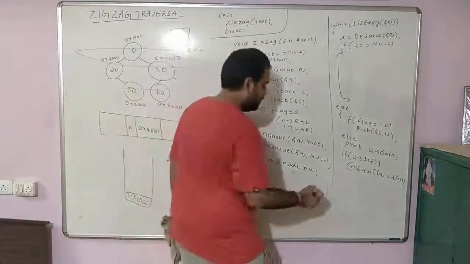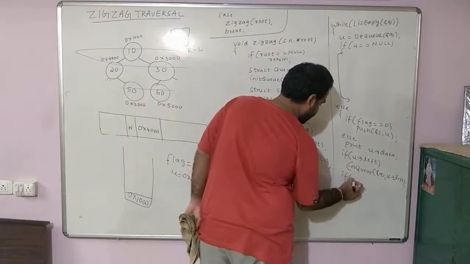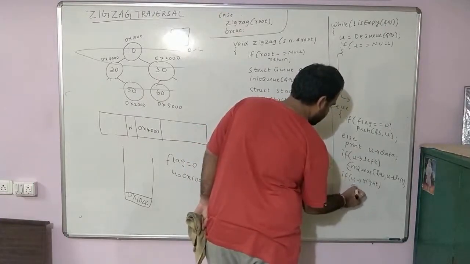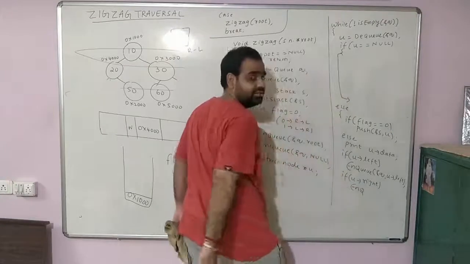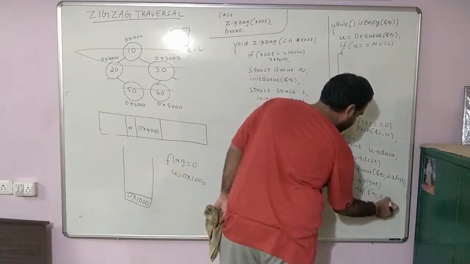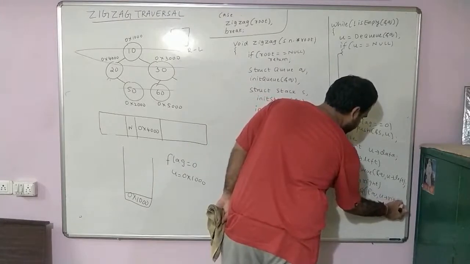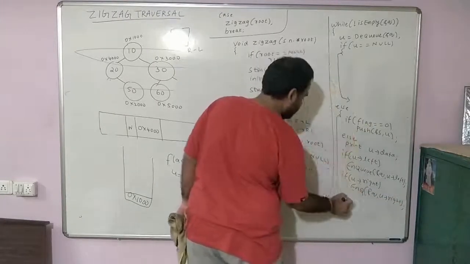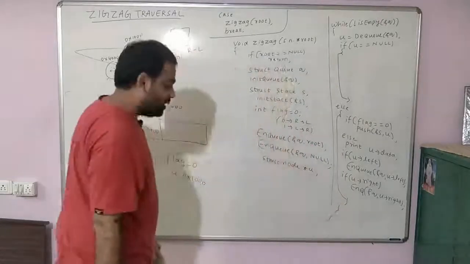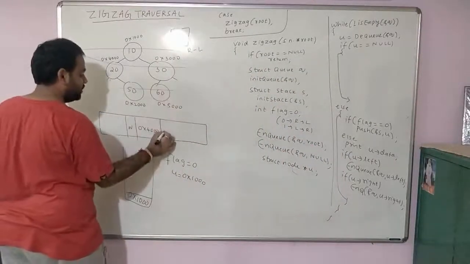Next you have to check, is there a right child? How do we write? If u arrow right not equal to null, then you write down complete enqueue. I just say enqueue. Enqueue of, what do I have to enqueue? U arrow right. Okay, this is the end of else, this is the end of while, and this is the end of function. What is u arrow right? 1000 arrow right is 3000.